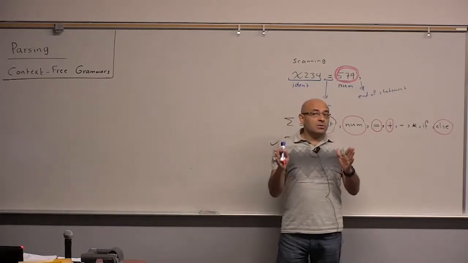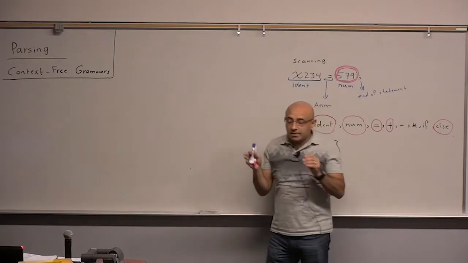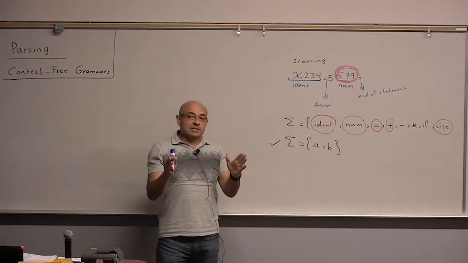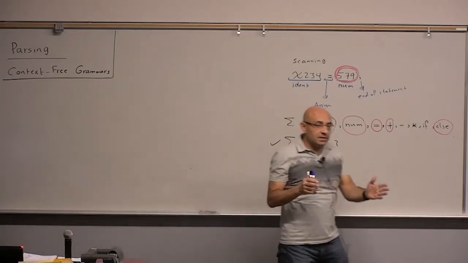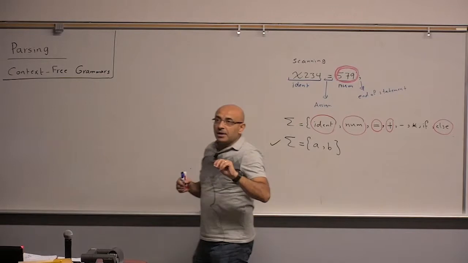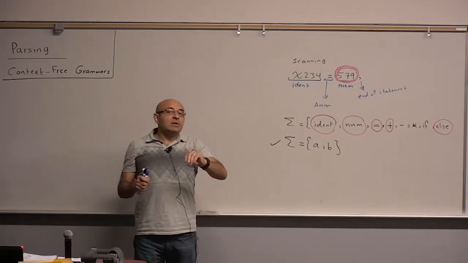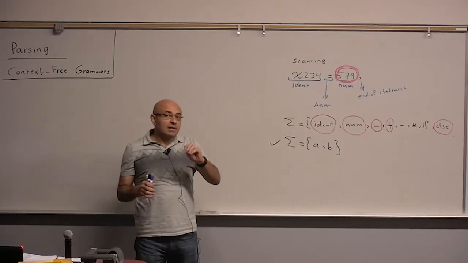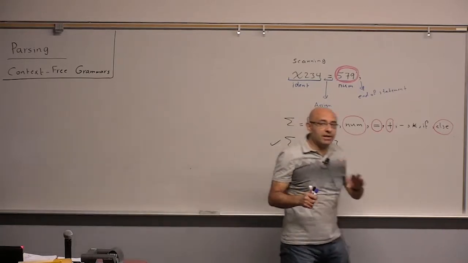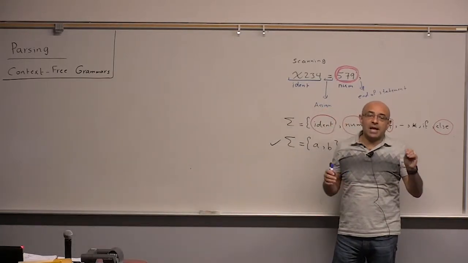And a language, a formal language, when we say language in this context, it's just a set of strings. A formal language is a set of strings. So a grammar is a set of rules that generate all the strings that belong to a given language.